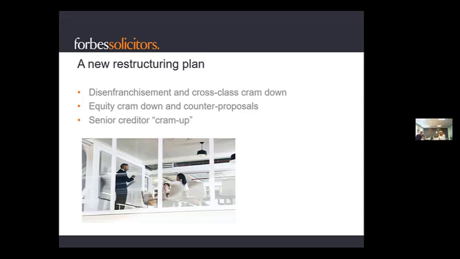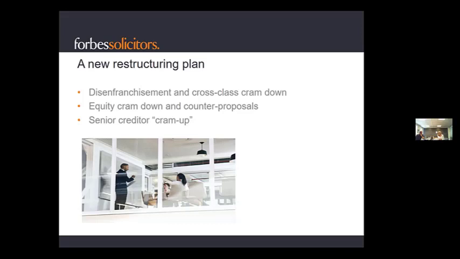Senior creditor cram-ups. Whilst much of the focus has been talking about cross-class cram-downs, there will be situations where it will be possible to use a restructuring plan to cram up senior creditors. In most cases and in most situations, it's going to be necessary to involve any senior secured creditors in the formulation of and support the restructuring plan. As we've talked about before, they will obviously have been involved in the moratorium process.